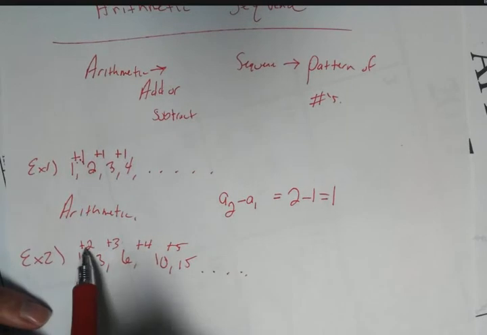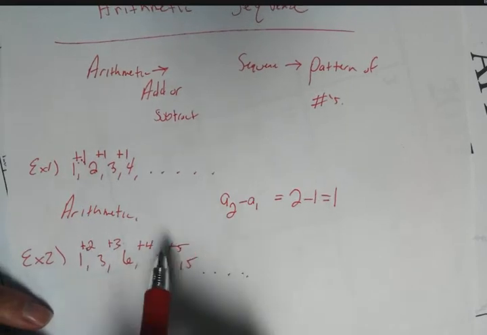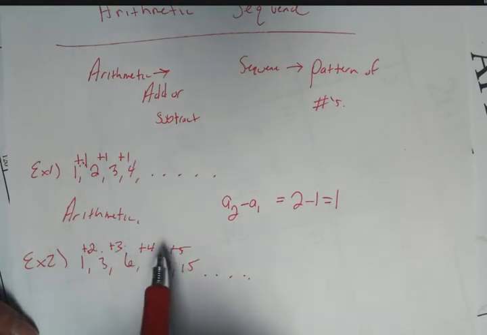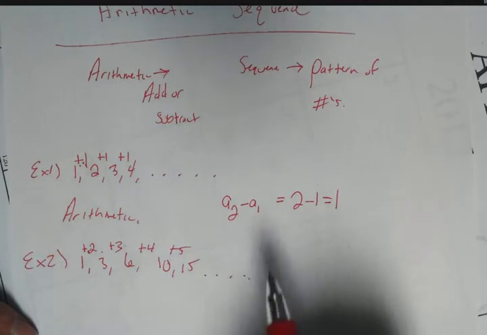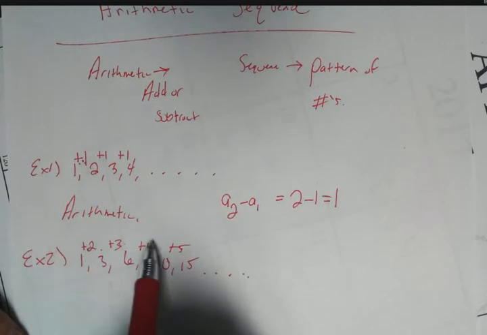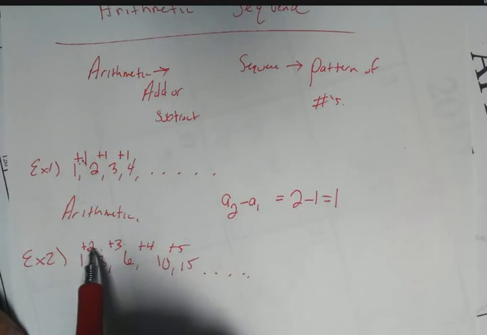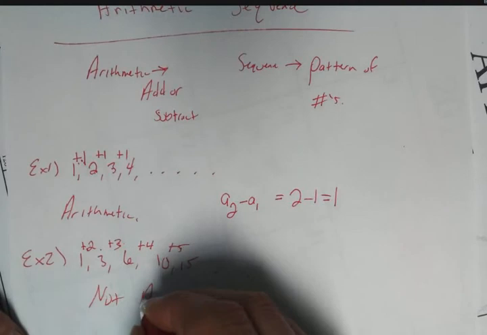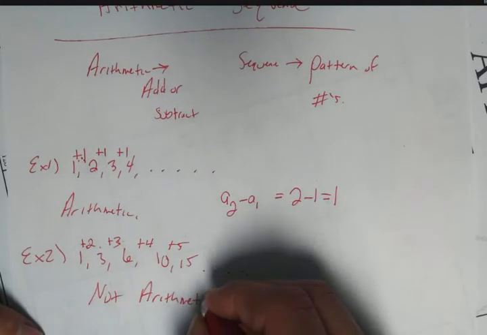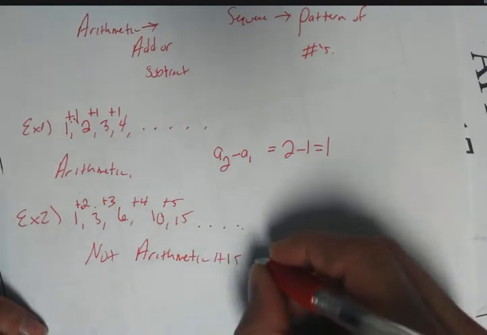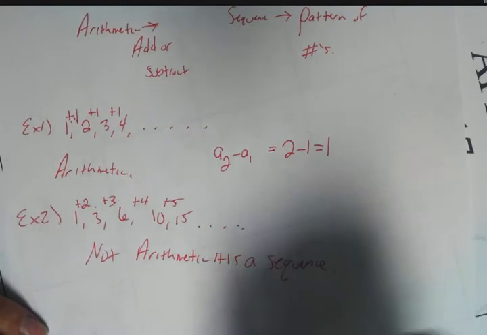I increased by 2 here, I increased by 3. So this doesn't add or subtract the same number. We are adding a number, but it's not the same. And the key to arithmetic is that you have the exact same difference. So in this case, this would not be arithmetic because we do not have the same difference. Okay, so this is not arithmetic, but it is important that you understand, even though this is not arithmetic, it is a sequence, because it does have a pattern to its numbers.